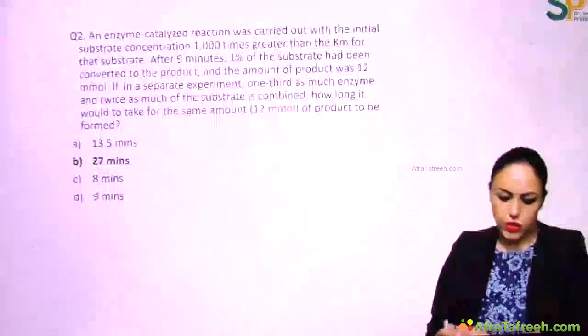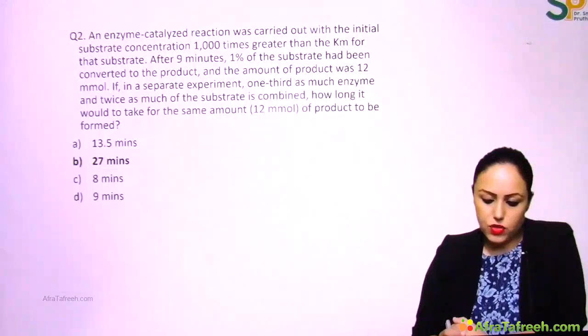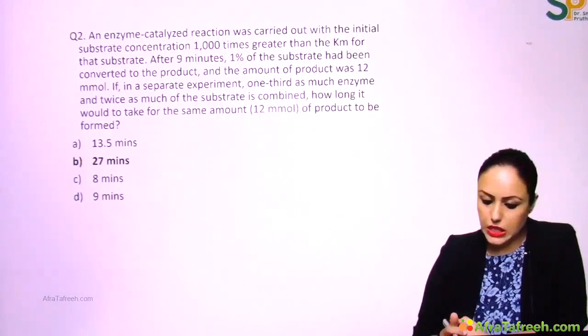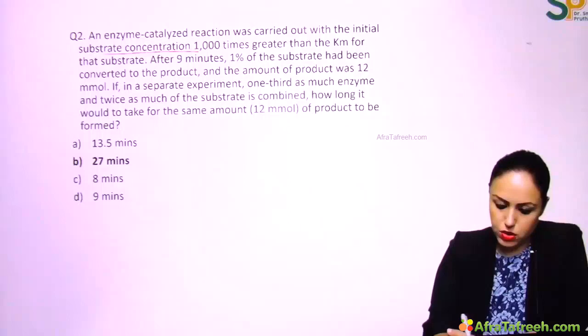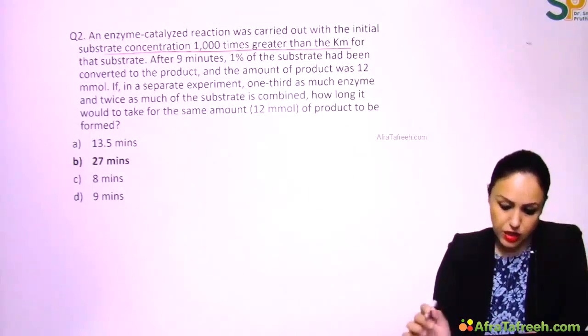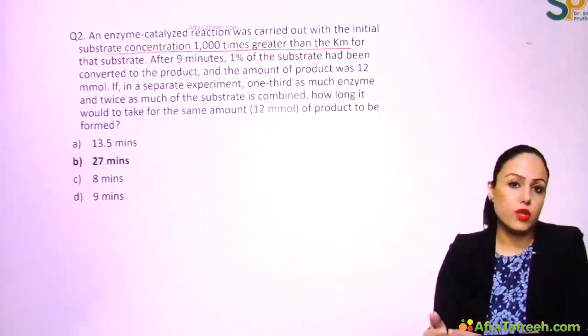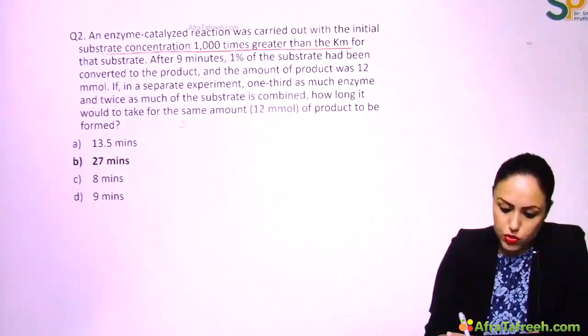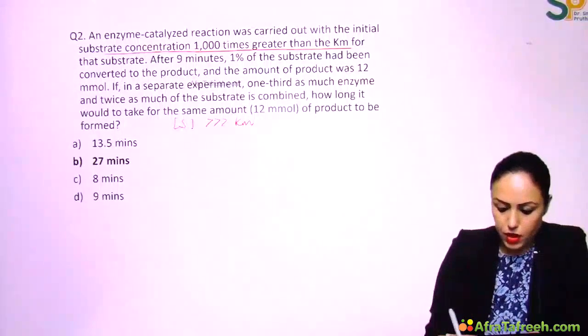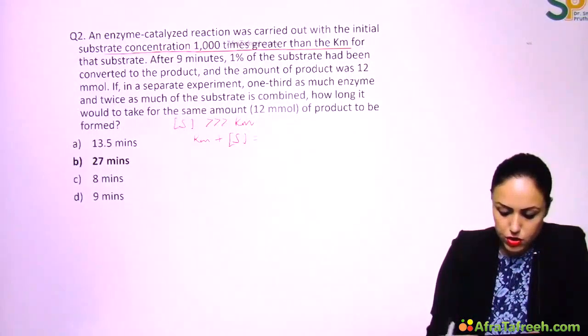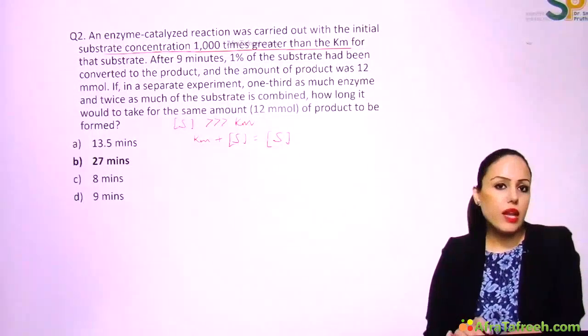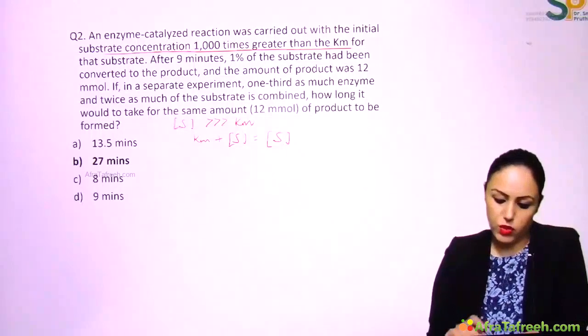Let's take the next question. An enzyme catalyzed reaction was carried out with initial substrate concentration 1000 times greater than Km. So substrate concentration is very, very high compared to Km. So Km plus substrate concentration is equal to substrate concentration. As Km is very small, we can just ignore the Km value.